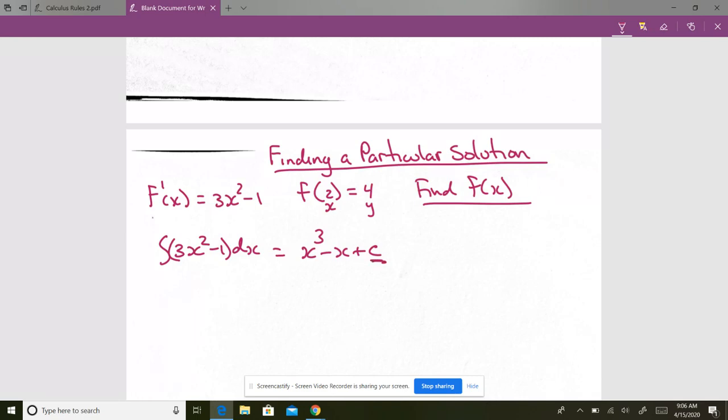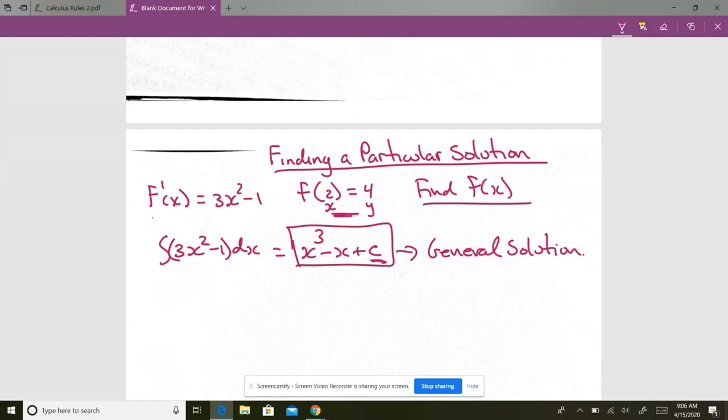I need to get rid of the c. So this is called the general solution. I have the general answer. It can be anything because there's an infinite number of answers because the constant could be anything. But they have told me what x and y are here.